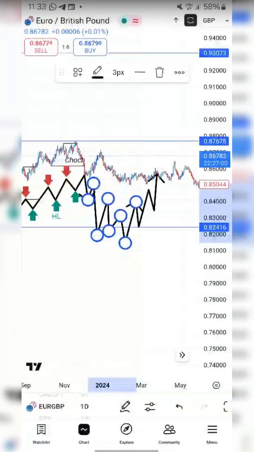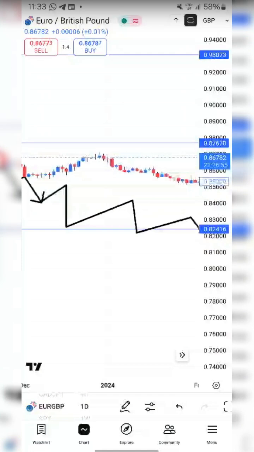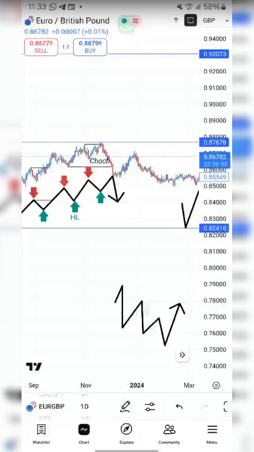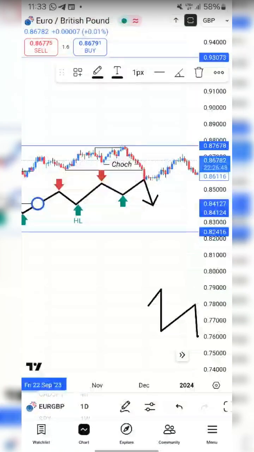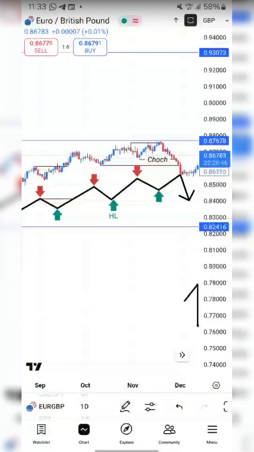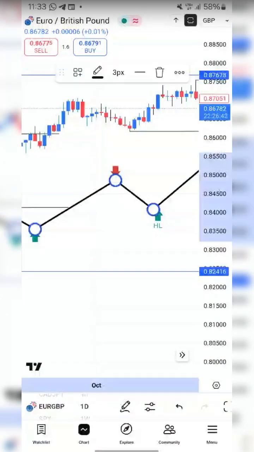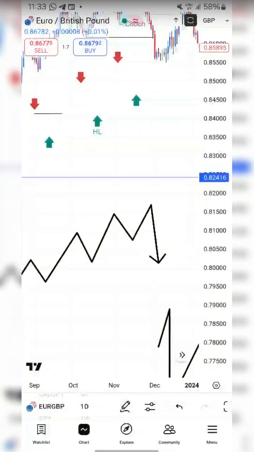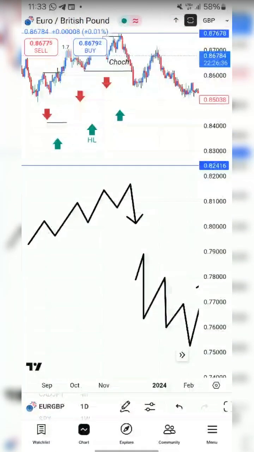Let me drag this down. This is just the concept. It's not hard at all.